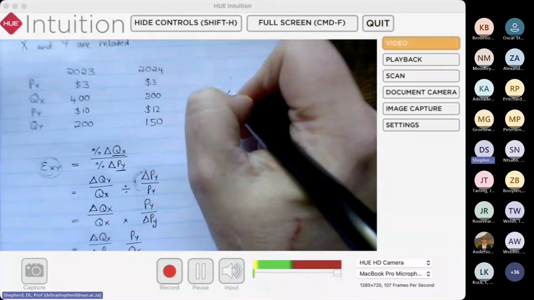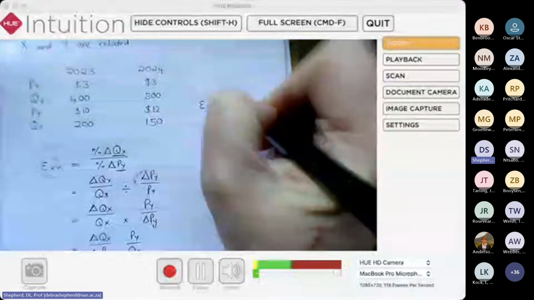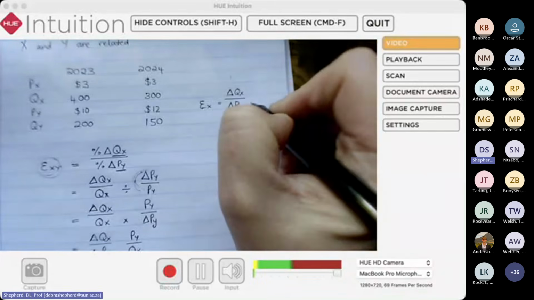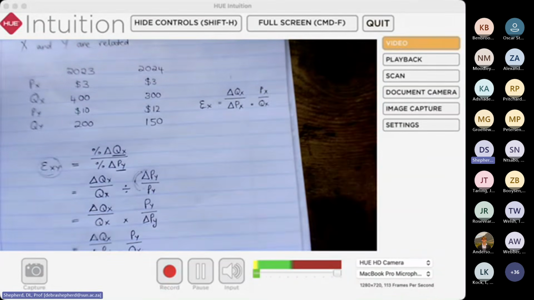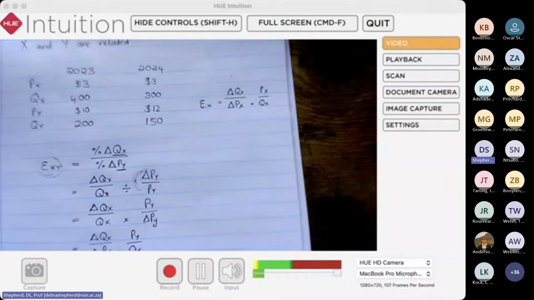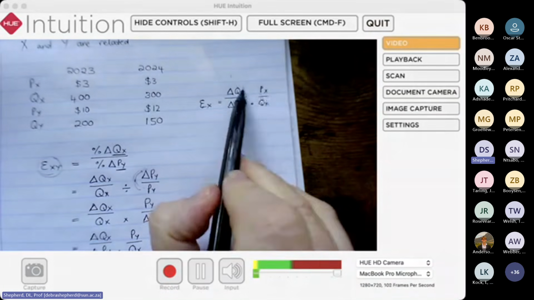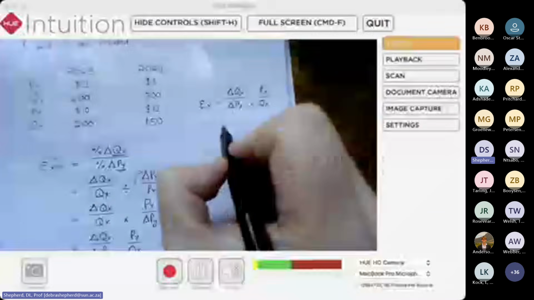We have change in QX over change in price X times price X over QX. So it's an identical formula because this formula at the end of the day just measures responsiveness of one variable to another. So it's just about which variables end up in this equation. And here we're wanting to show how quantity of X responds to the price of that same product X.